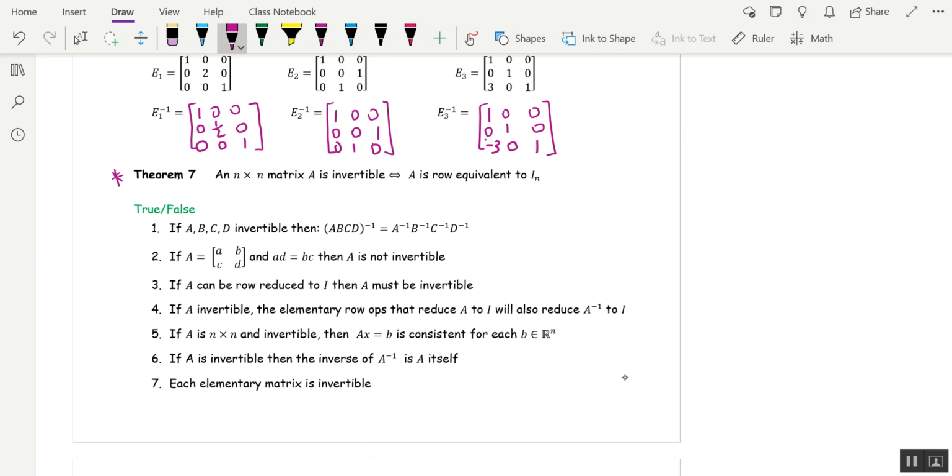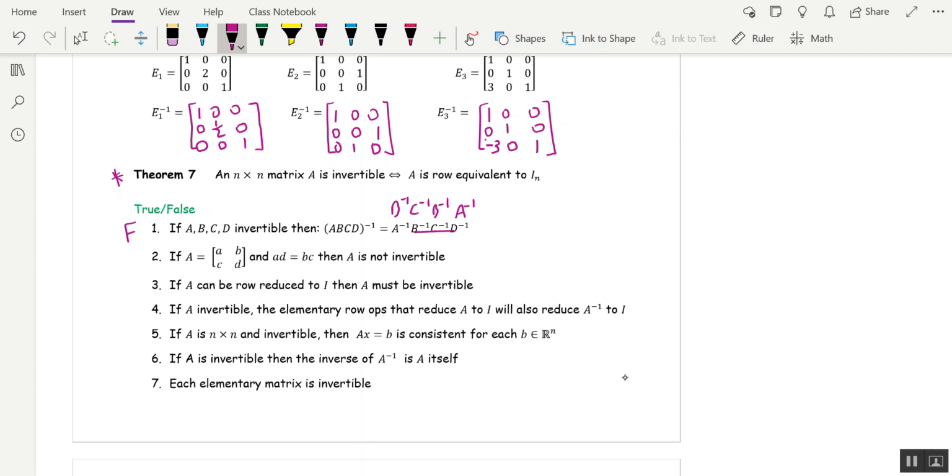Okay, number 1. If A, B, C, and D are invertible, then the inverse of the product is this. That's false because you have to reverse the order. You have to go D inverse, C inverse, B inverse, A inverse.